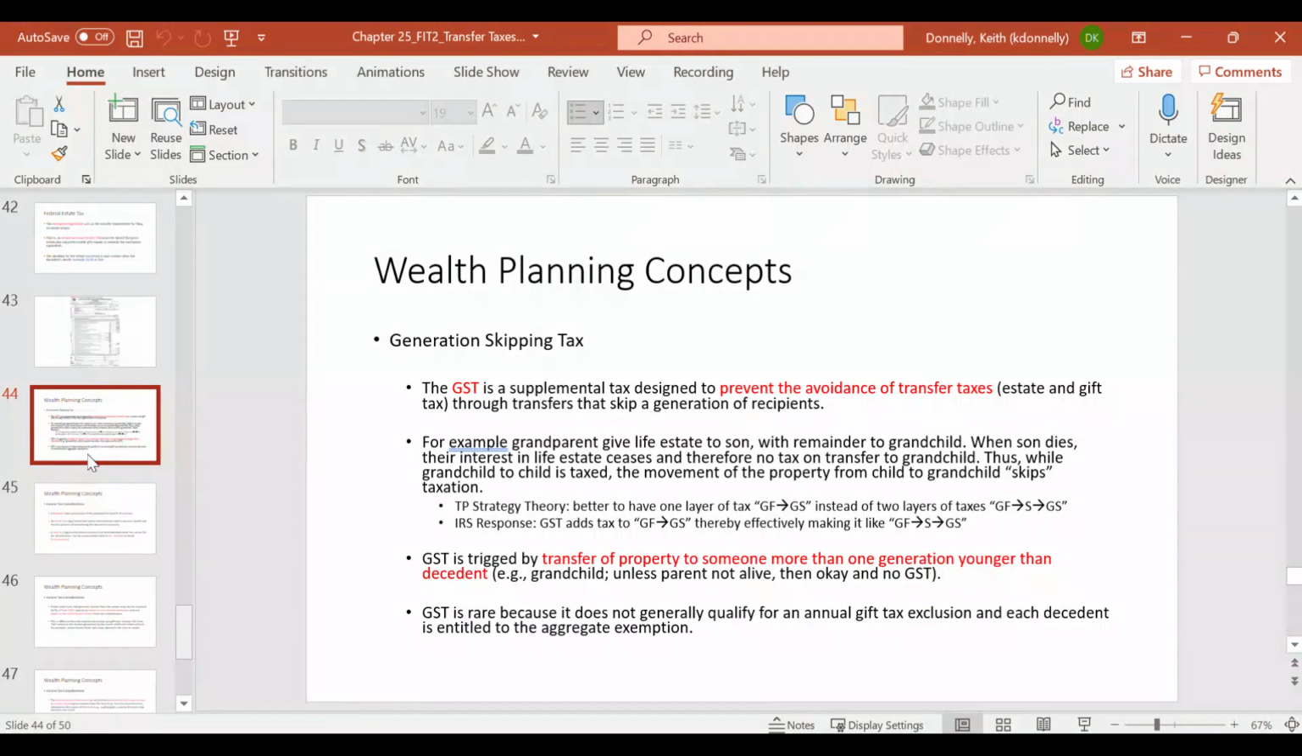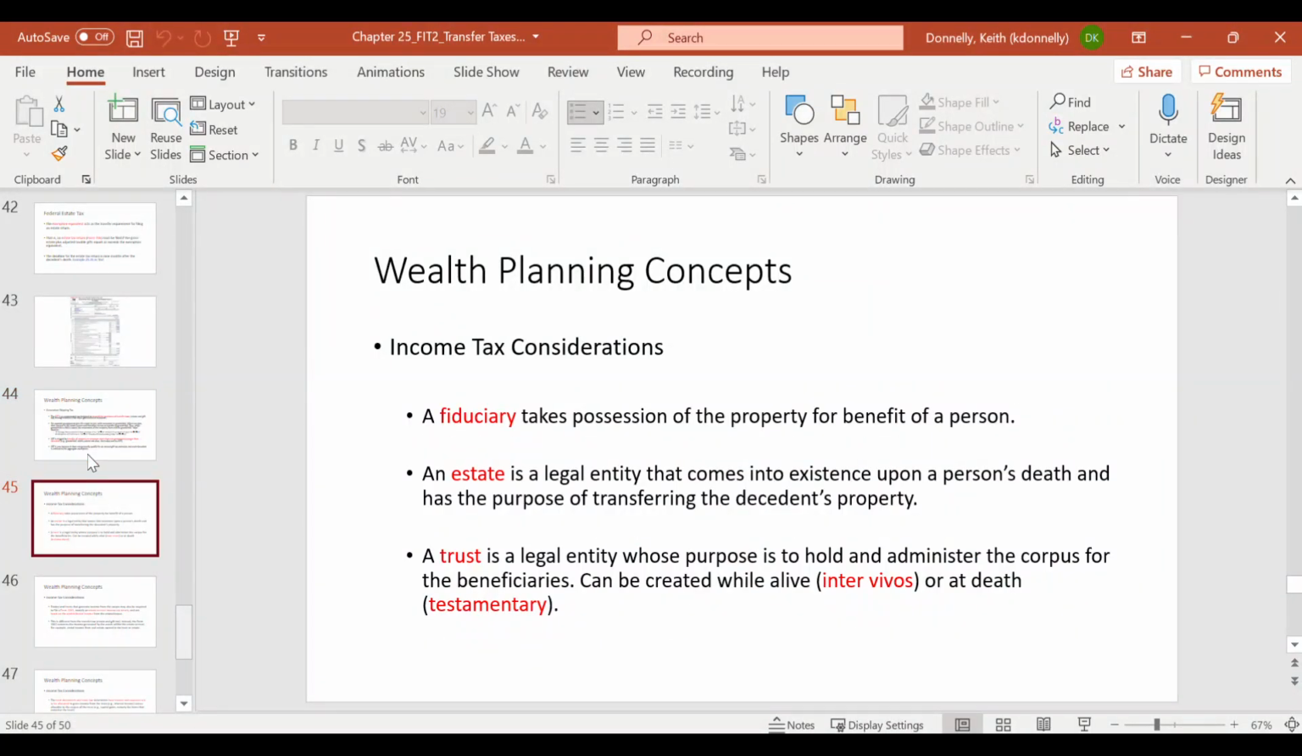And really what they essentially do is they impose the GST on this transfer when it happens to effectively make it the same amount of tax that it would have been had you done both layers of taxation. So the generation skipping tax is basically just that. If you tried to skip a generation, grandfather gives it directly to grandson, we're going to impose a second tax that would treat it as if you gave it to your son, who then gave it to your grandson. You can't kind of skirt the rules here.